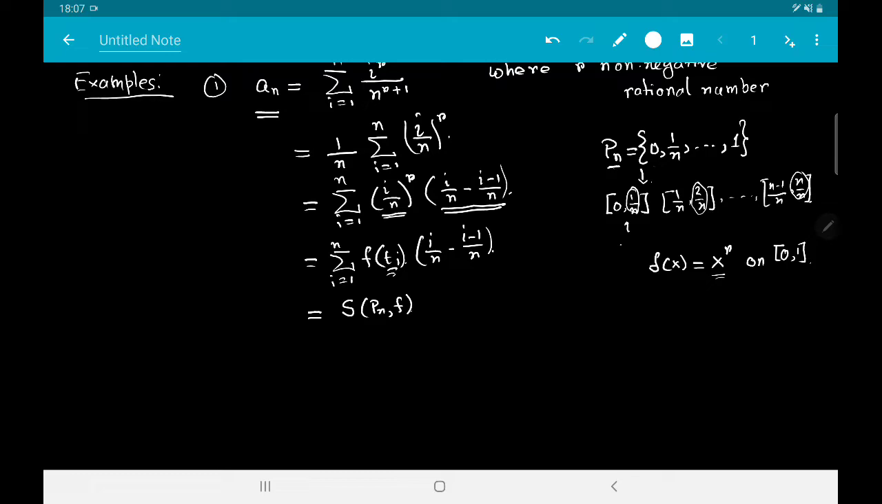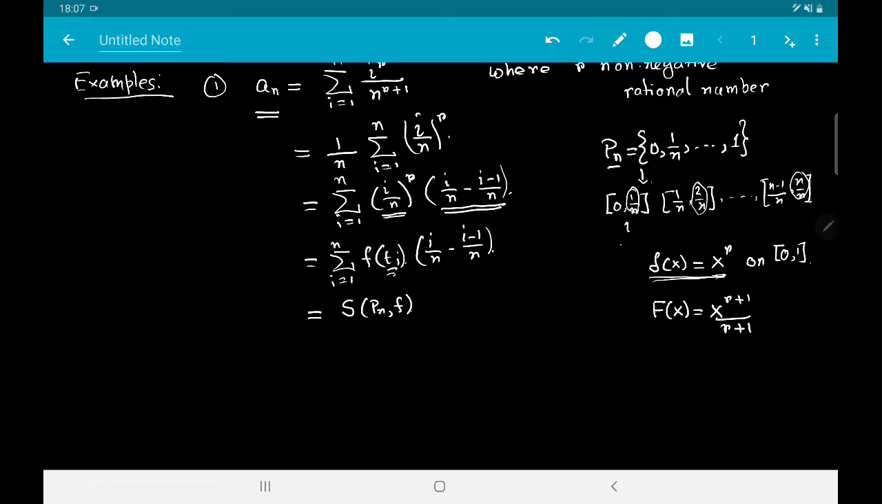Now, is x to the power r integrable? Yes, it is, because we can also determine an antiderivative of the function. We know that x to the power r plus 1 divided by r plus 1 is an antiderivative of small f(x). Also, the function f(x) is continuous on the closed interval [0, 1], and as a consequence this function is integrable. So everything falls in place.